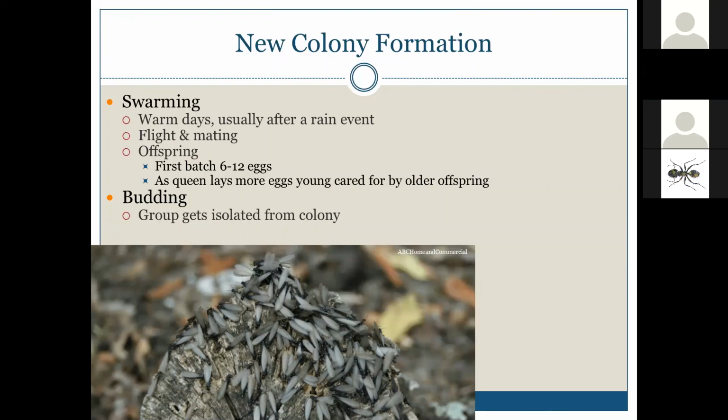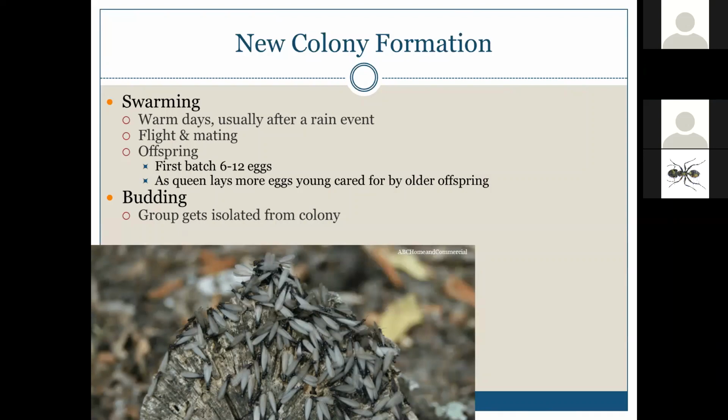So the first batch typically has about 6 to 12 eggs in it, and once those hatch out and get into that nymphal stage, then those are going to be cared for by the older offspring, and she will then go into only egg laying mode.